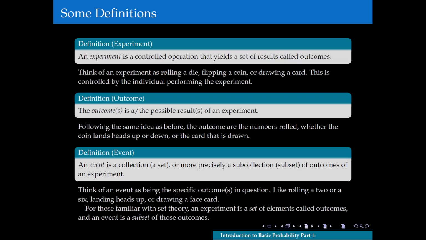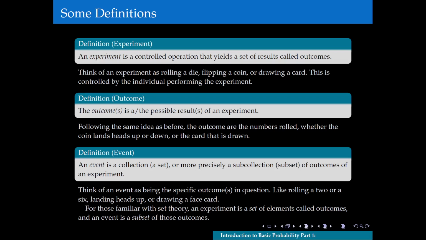So an event is a collection, or a set, for those who are set theory minded. If you've watched my videos on set theory, an introduction to sets, then you'll be familiar with this terminology. But it's a collection, or more precisely, a sub-collection or a subset of outcomes of an experiment. So this could be a specific outcome, or it could be a series of outcomes, or types of outcomes, or groups of outcomes. So it could be a single element, which is a single outcome, or it could be multiple elements. It could be multiple types of outcomes. So that's what we talk about when we say an event.